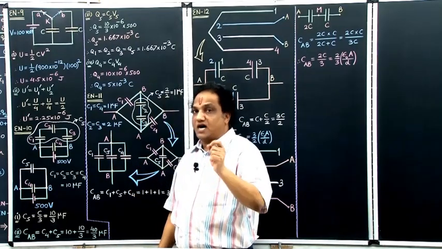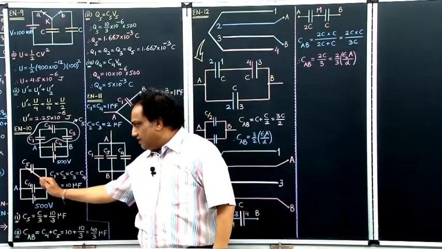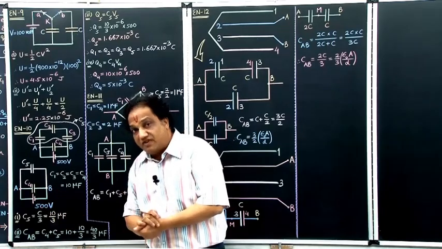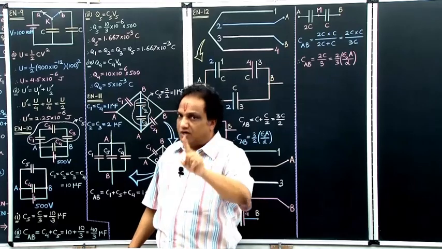And now they have asked charge on each capacitor. For C5, tell me, the potential difference across its plates is 500 volt, let it be V5, and the charge stored in this capacitor, let it be Q5. Then don't you know formula?